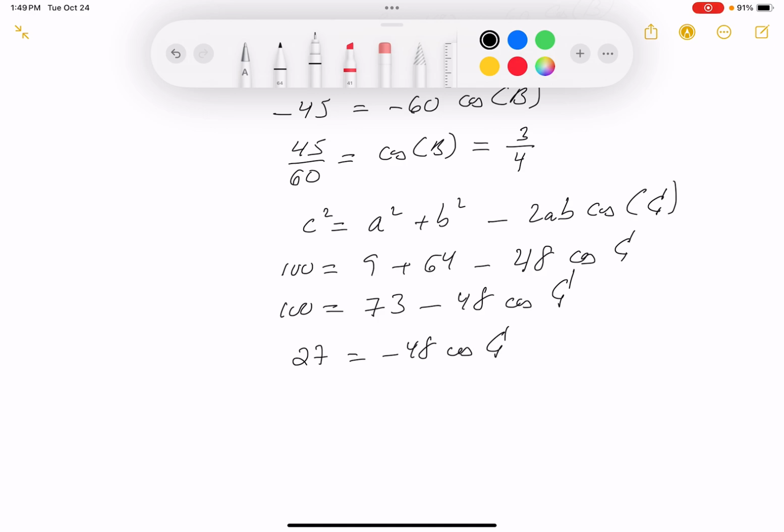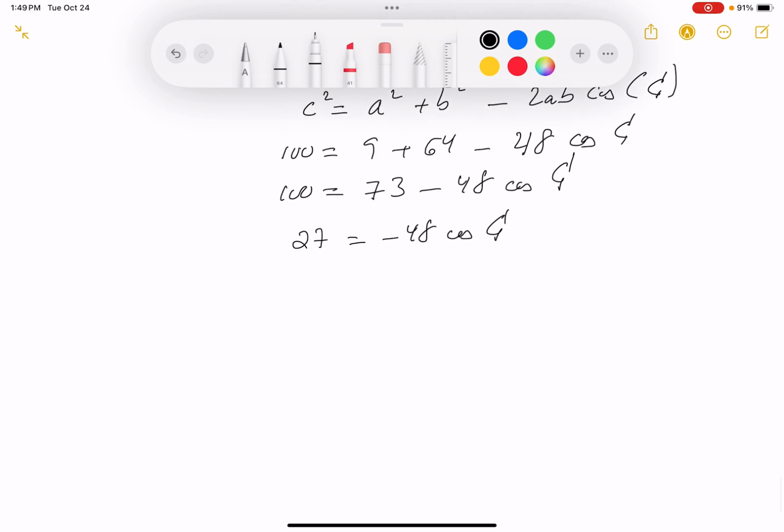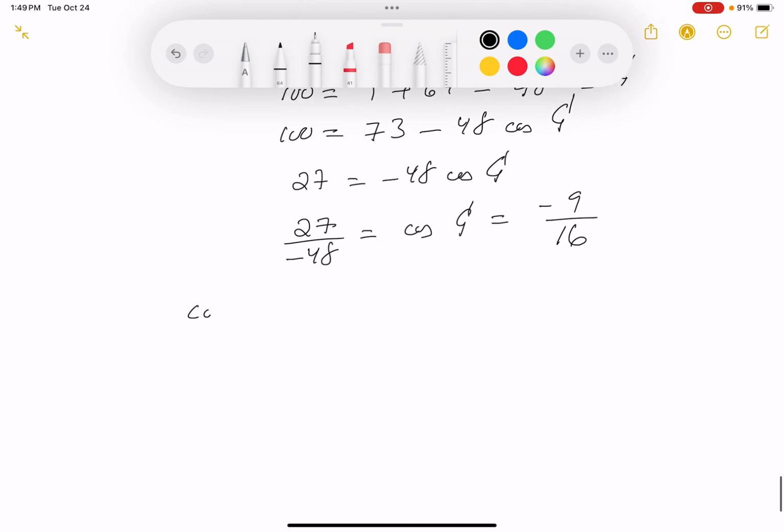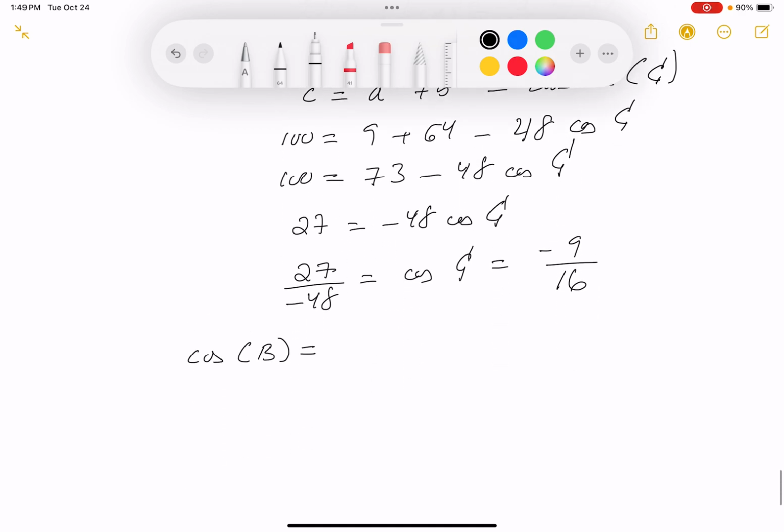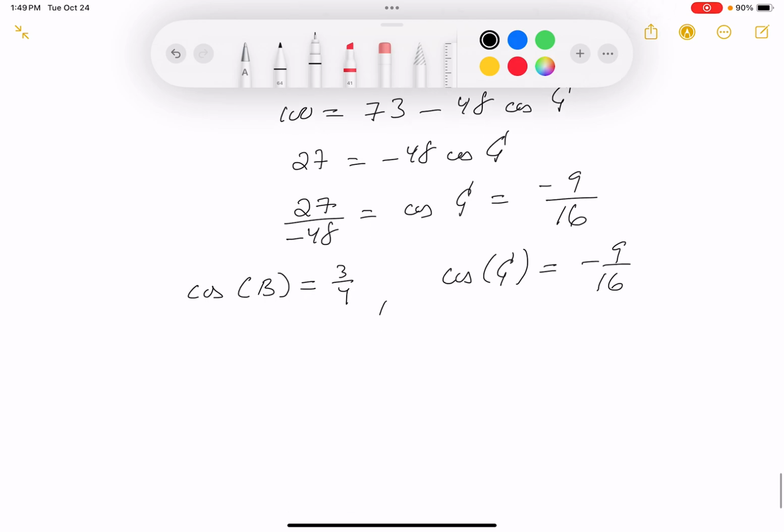Doesn't look good, does it? The numbers are working out okay, though. I'm not too excited about that, but 27 over minus 48 is cosine C. And I'm going to reduce that. I'm going to divide by 3, and you're going to get minus 9/16. So I got 2 things now, and the 2 things I have is I have the cosine of B is 3/4, and I have the cosine of C is minus 9/16. And what am I trying to show?